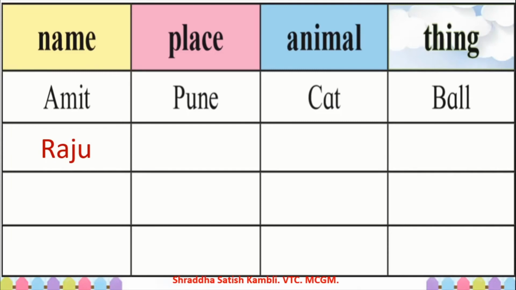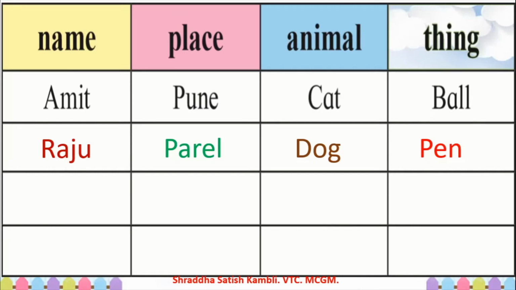So name of one more person is Raju. Place, I have written Parel. Animal, I have written dog. And thing, I have written pen. Now when you want to play this as a game, children, one of your friends will give you a letter of the alphabet, and then we will take that letter and make words. But here we are just writing random words because we are seeing an example here. This is not a game which we are playing.